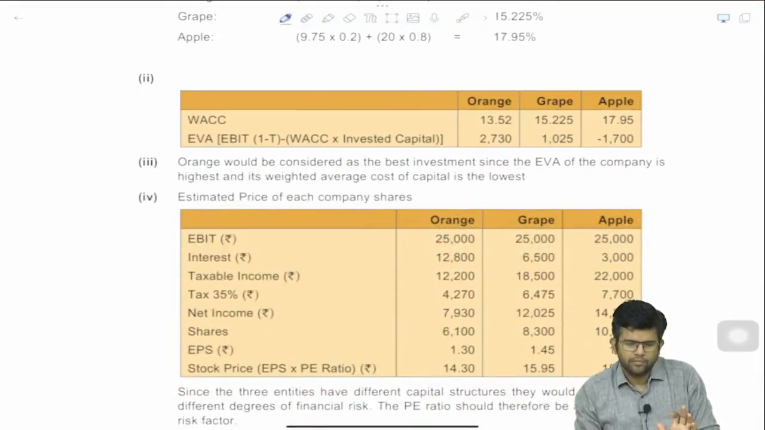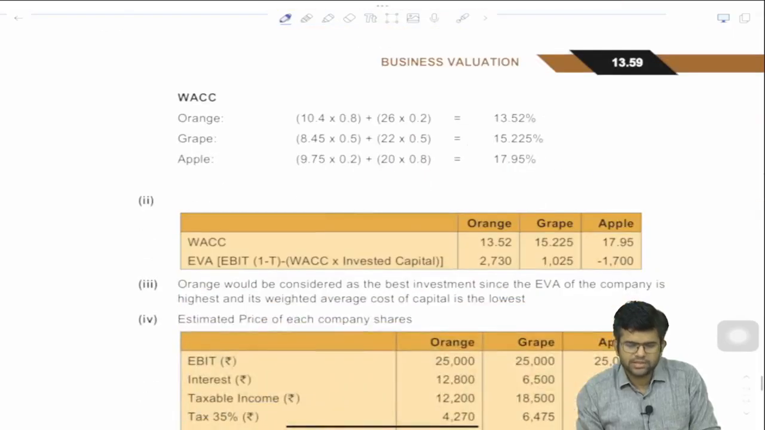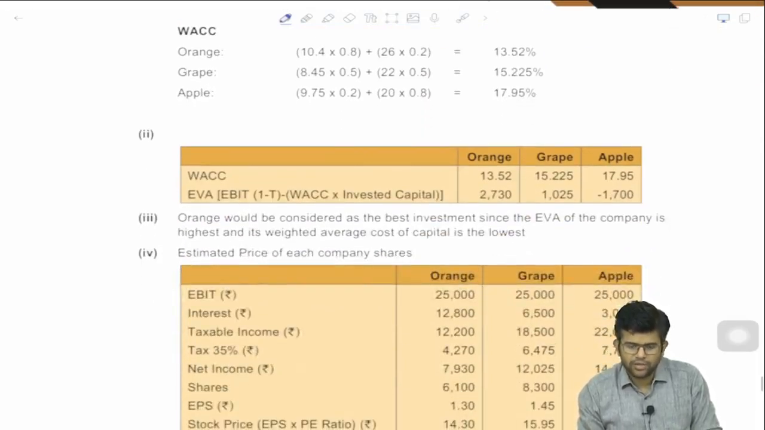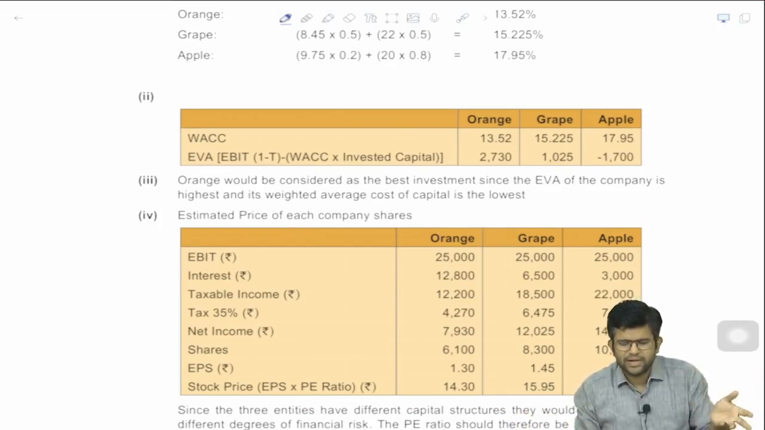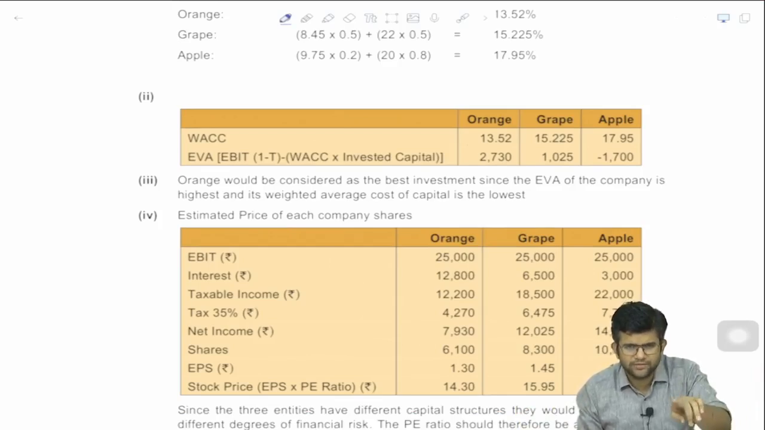Okay. Point number 1, check your answers, 13.52, 15.225 and 17.95. Point 2, EVA 2730, 1025, negative 1700. Point number 3, we should select Orange since its EVA is highest. Everybody clear? They have given one more line, that is WACC is lowest. That also they have given, check.